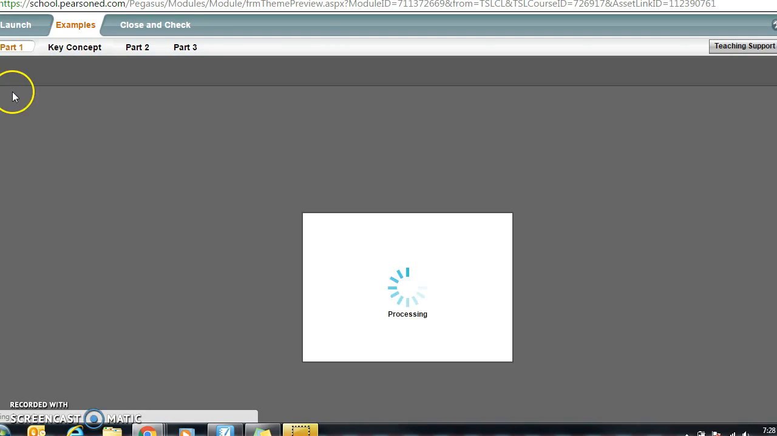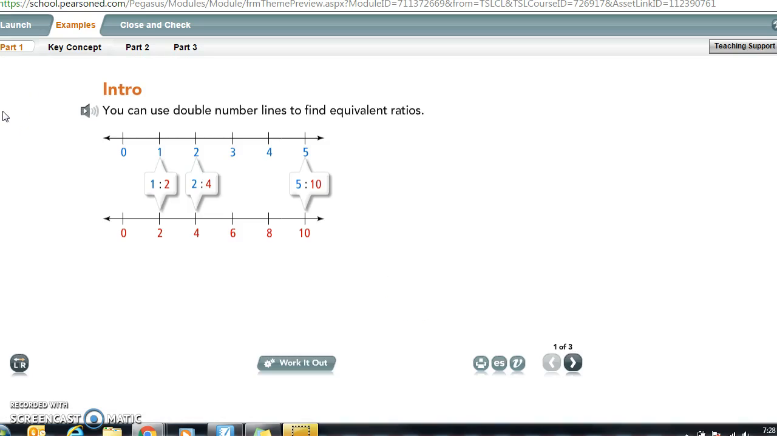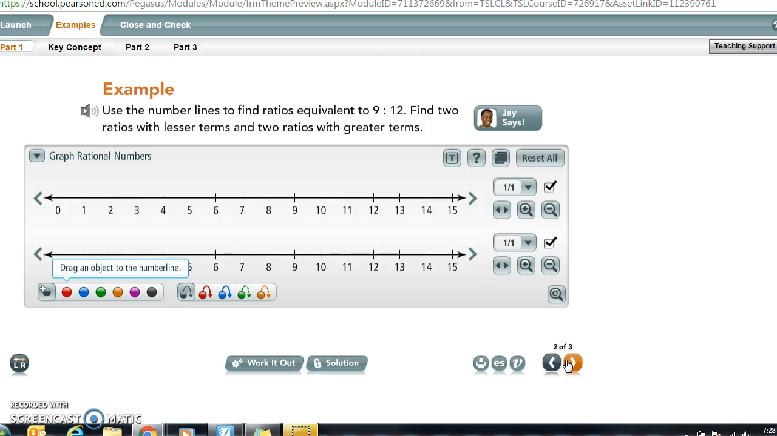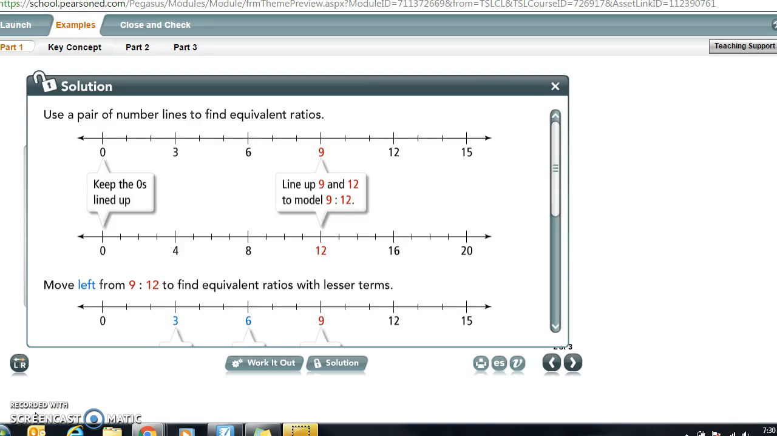Let's go back to part 1. You can use double number lines to find equivalent ratios. Example, if I have 5 to 10, if I move over, a ratio that will be equivalent to 5 to 10 will be 4 to 8, 3 to 6, 2 to 4, 1 to 2, and we know that because they all simplify down to 1 to 2. Use the number lines to find equivalent ratios of 9/12. So you'll see that you use the number line to find equivalent ratios.